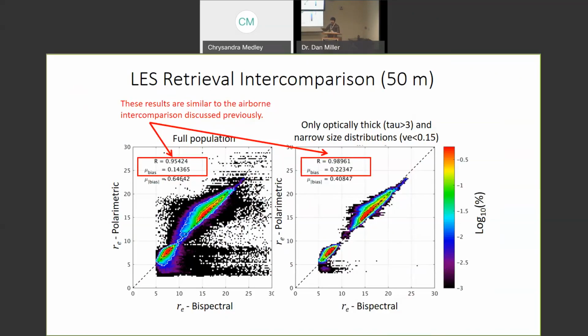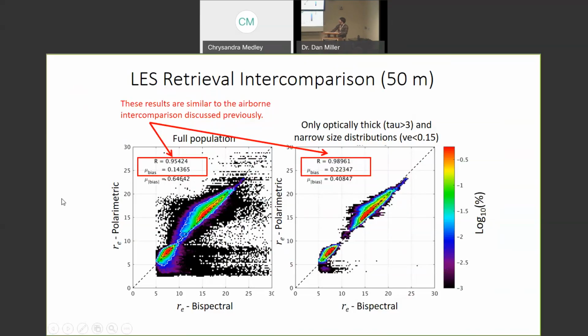The bispectral retrieval can't get results below 5 microns, so there's a hard cutoff. They lose sensitivity. And there's also not a lot of cloud droplets below 5 micron, which you can kind of see in terms of the polarimetric retrieval. They only go down to like 3. And just to emphasize, this is a log density plot. So if you see red somewhere, almost all of the retrievals are in that regime. And if you look at the mean biases and correlations, the story is basically everything is near the one-to-one line, and there are some deviations from it, and you have to come up with explanations for those.